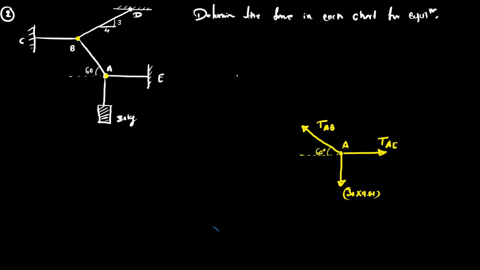Then consider the next point, which is the point B. So at the point B, tension AB is common, just the direction is opposite. So this is tension AB. Then we have the segment BC, so this is the tension BC, and then we have the tension BD.